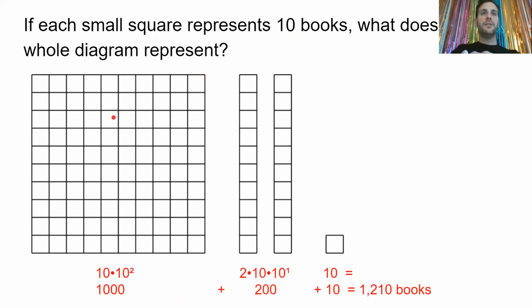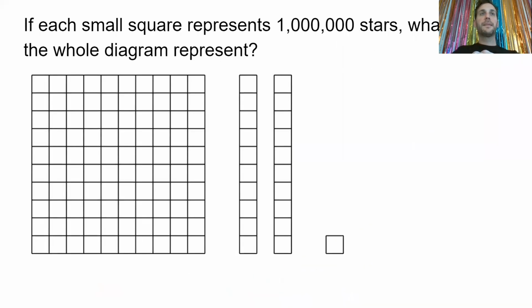Well, here, this would be 10 times 100 because it's 10 copies of 100 books, so 1,000 books. This is 10 times 20, or 200 books, and this is 10 books. So overall, you'd have 1,210 books. Now imagine each small square represents 1,000,000 stars. What would the whole diagram represent? Here's the answer in 3, 2, 1.